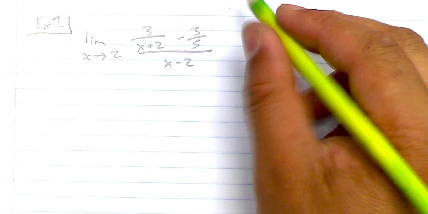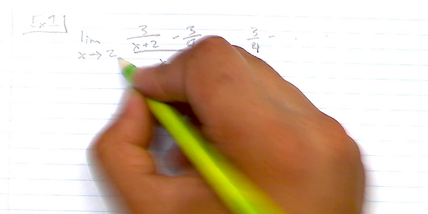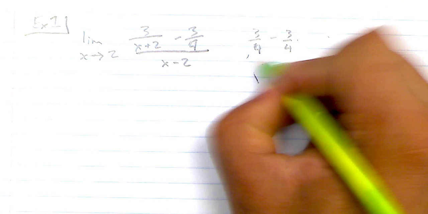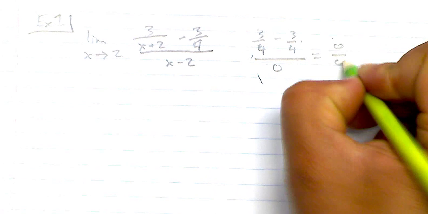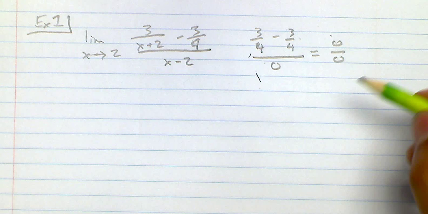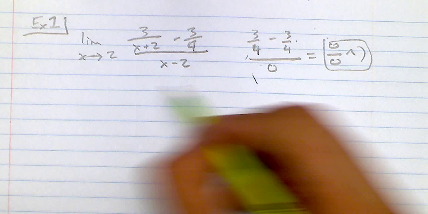Well, that should be a 4, shouldn't it? Whoops. 3 over 4 minus 3 over 4, over 0. Well, that ends up being 0 over 0. Now, in this situation, with calculus, when we get 0 over 0, we get happy. Okay, when we do work.